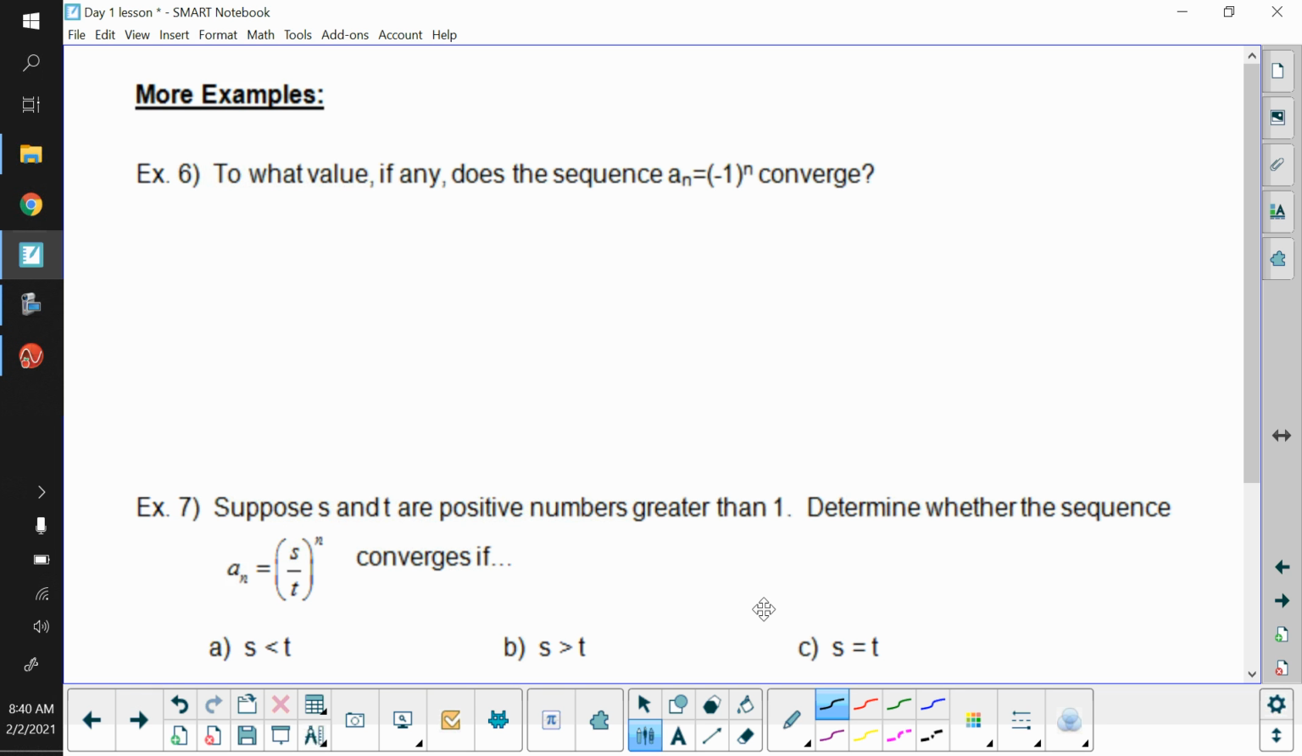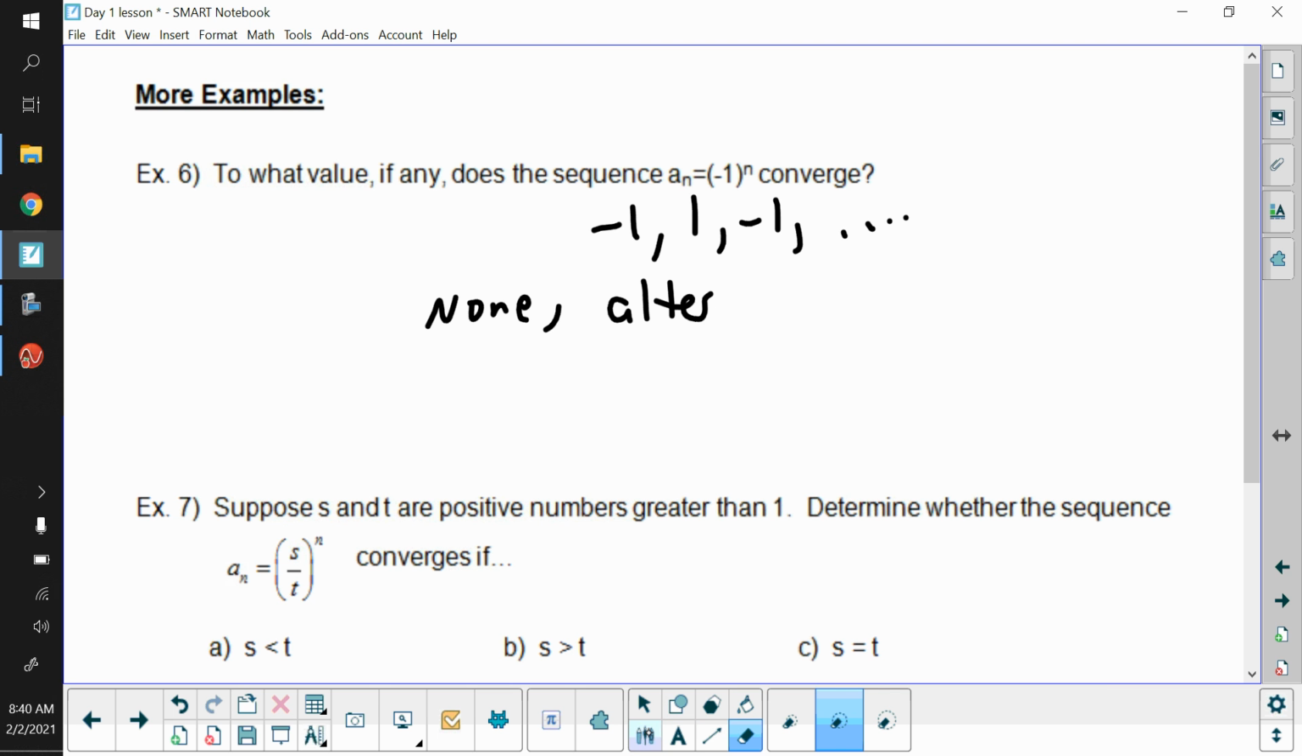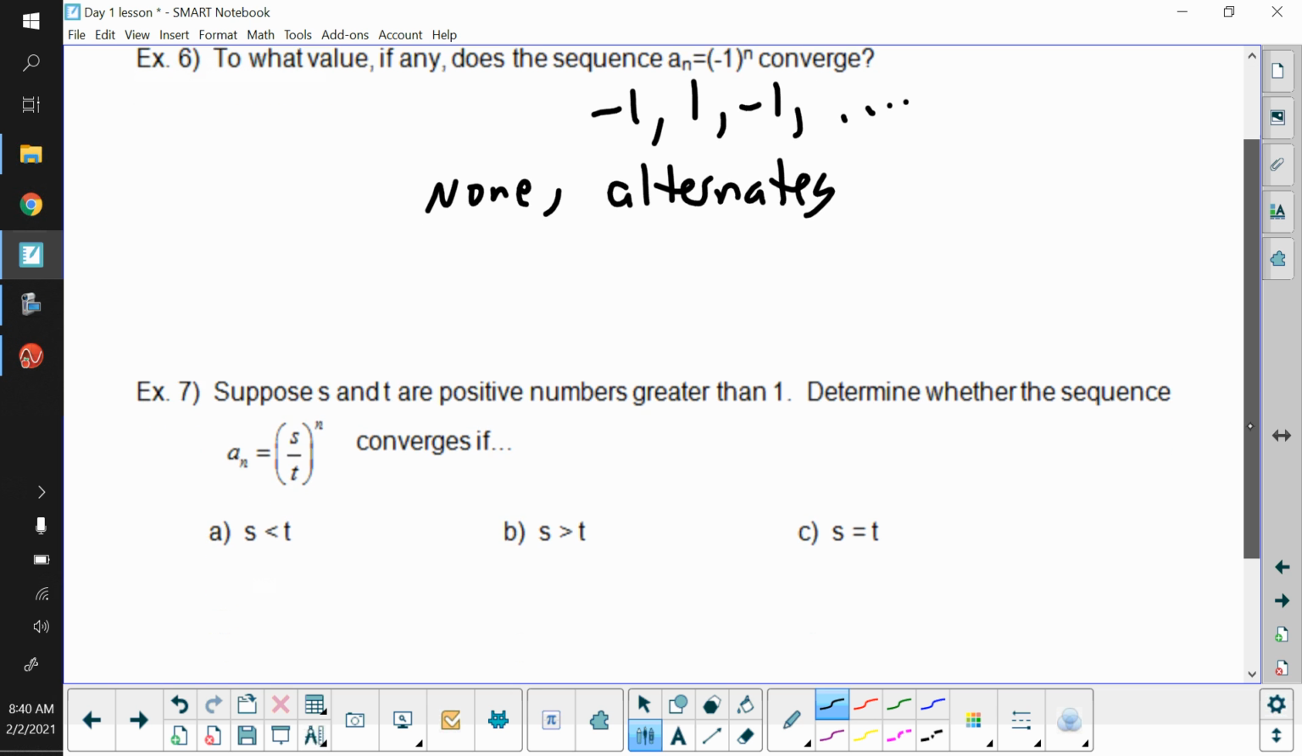All right, on to our last page in the notes for this video. So does -1 raised to the n converge? Well, if you're not sure, write out a couple terms. When we sub in 1, we get -1. When we sub in 2, we get 1. When we sub in 3, we get -1, and so on. It's just going to alternate. Okay, so that does not converge to some value.